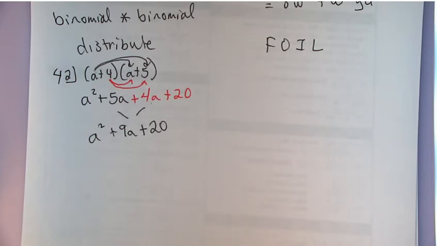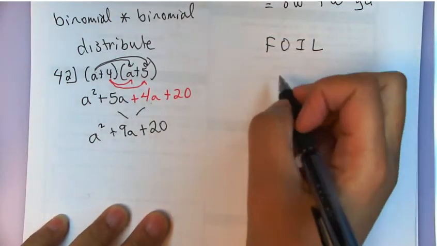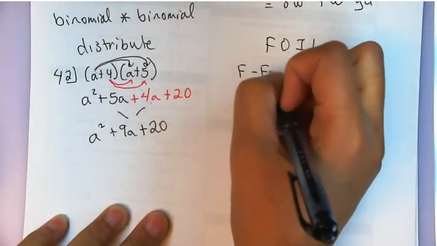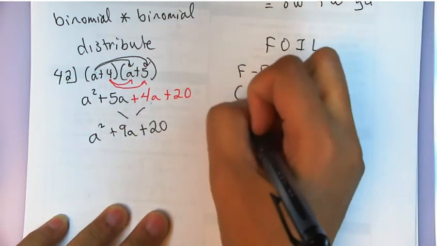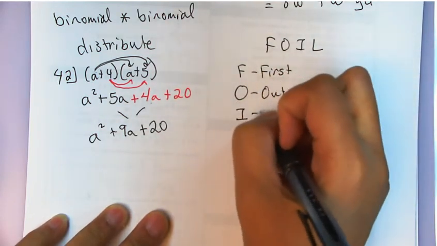FOIL. You might have heard of FOIL, where F stands for first, O stands for outer, I stands for inner, and L stands for last.